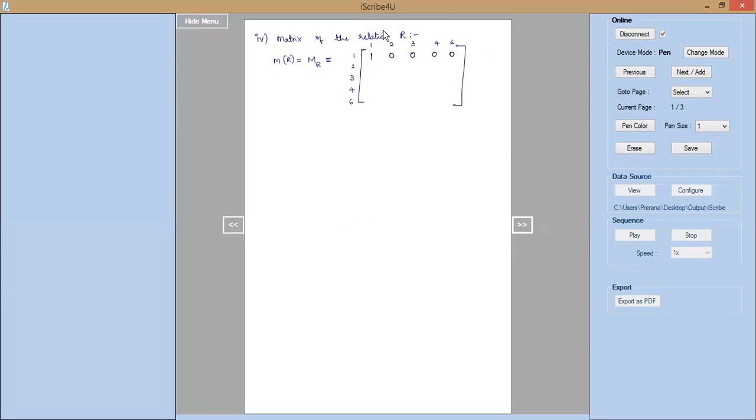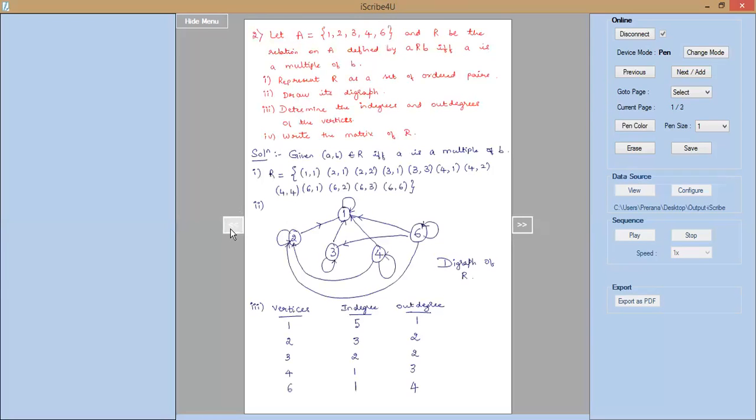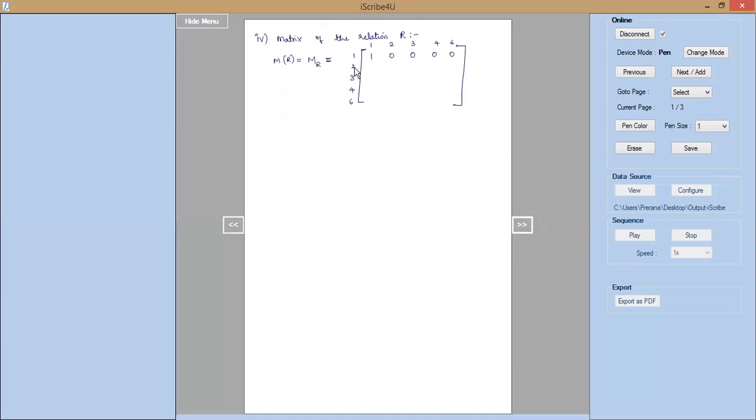Then the second row. Let us go back to the relation and see. With 2, we have 2, 1 and 2, 2. So 2, 1 is second row, first column, and second row, second column gives us 1. The rest of the elements will be 0. Recall the definition for the matrix of a relation: if there is an edge between AI and AJ, then the element in the matrix will be 1. Otherwise, it is 0. So we have 1, 1, 0, 0, 0.